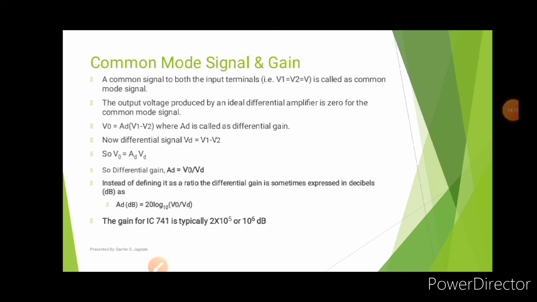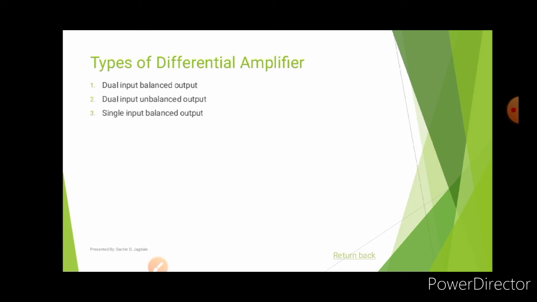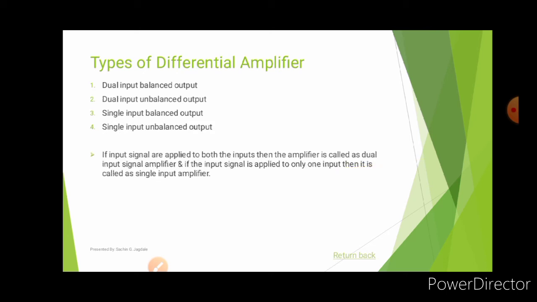Now let us understand the different types of differential amplifiers. The types are: dual input balanced output, dual input unbalanced output, single input balanced output, and single input unbalanced output. If the input signals are applied to both inputs, then the amplifier is called a dual input amplifier, and if the input is applied to only one input, then it is called a single input amplifier.